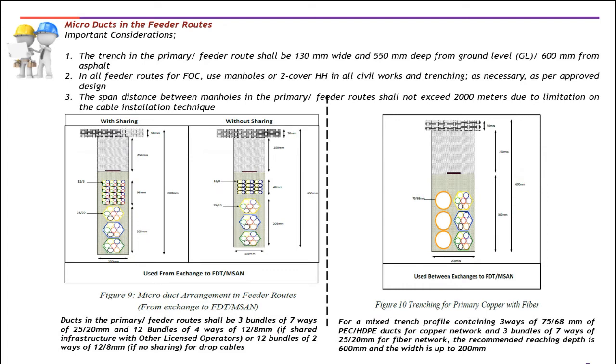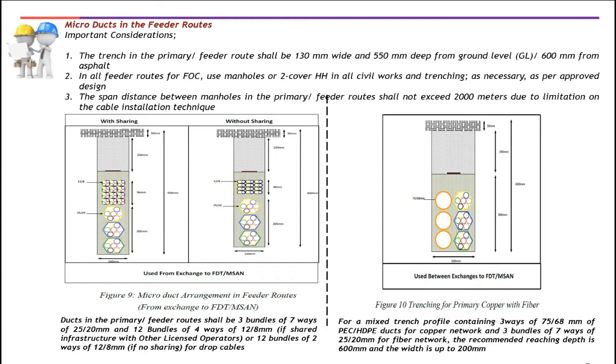Okay, so microducts in the feeder routes. In all feeder routes for fiber optic cable, use manholes or a two-cover handhole in all civil works and trenching. Okay, so the span distance between manholes in the primary or feeder routes shall not exceed 2,000 meters due to the limitation on the cable installation technique.